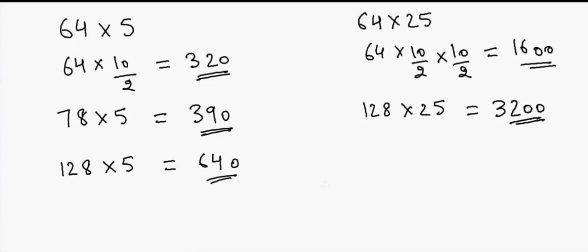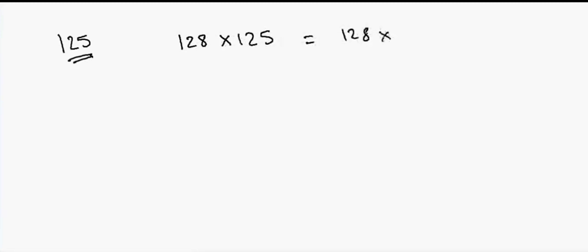Again, let's go to one more trick. If we have to multiply by 125, how do I multiply by 125? I'll take an example. So 128, I want to multiply by 125, then that can be written as 128 into 10 by 2 into 10 by 2 into 10 by 2. So we have to divide 128 by 2 three times, or we can divide it by 8.